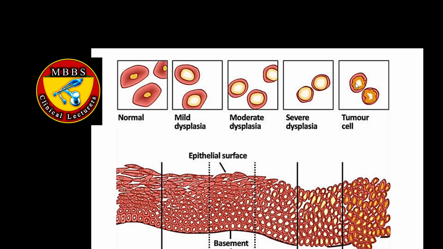You can also see the tumor cells morphology in this picture, which is really bad. We will discuss this morphology in detail, but try to grasp the concept right now. What is mild dysplasia, moderate dysplasia, carcinoma in situ, that is severe dysplasia, and then invasive cancer.